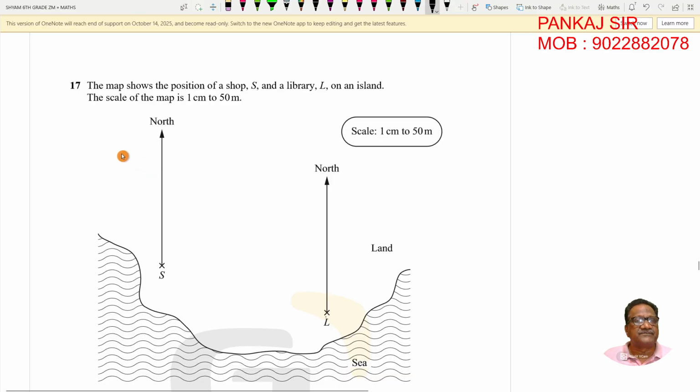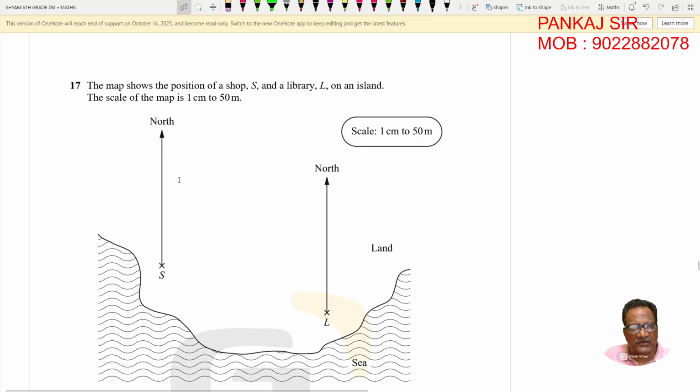Now here the question says the map shows the position of a shop S. So this is your shop S and a library L, which is somewhere over here on an island. So this is an island. And the scale of the map is 1 centimeter is equal to 50 meters. So on the map, you will show 1 centimeter for 50 meters of actual distance. Okay, so that is the scale.